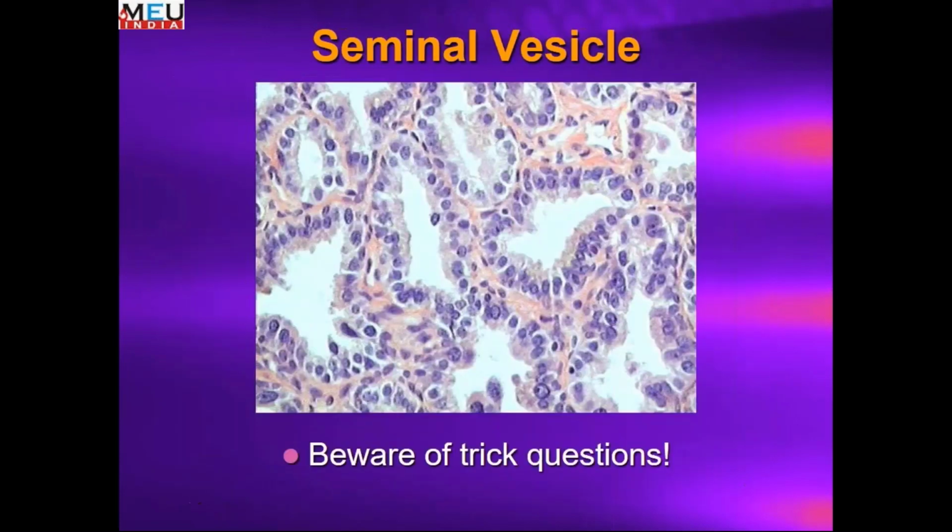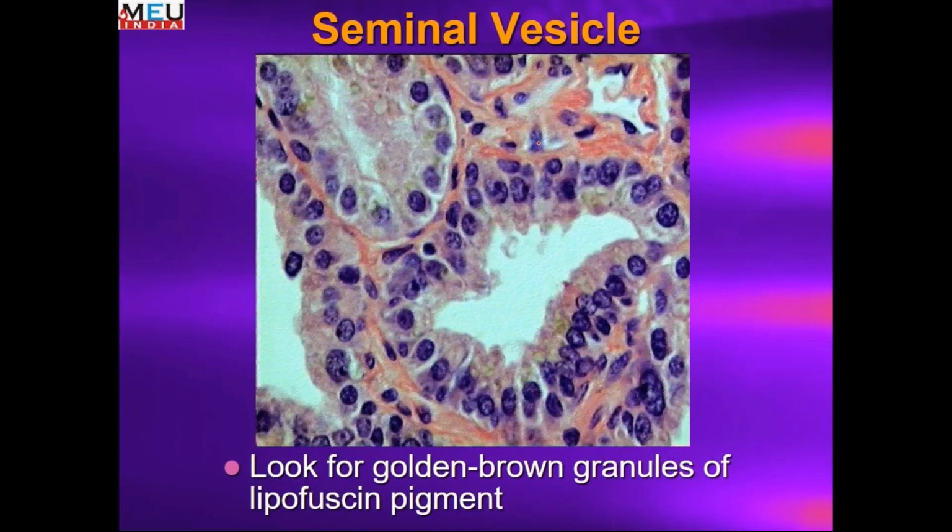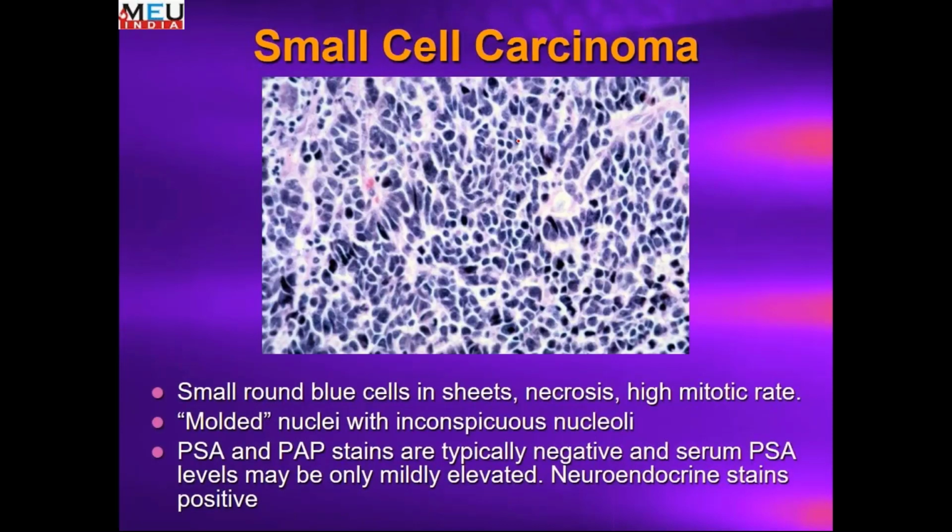See here there is a comedonecrosis, and sometimes we also find along with the prostate, the seminal vesicle can also be seen, and this shows golden brown granules with the lipofuscin pigment. The seminal vesicle can show small cell carcinoma with round blue cells in sheets, necrosis, and high mitotic areas, and molded nuclei with prominent nucleoli. Prostatic specific antigen and Pap stains are typically negative, and serum PSA levels may only be mildly elevated, and neuroendocrine stains are positive.